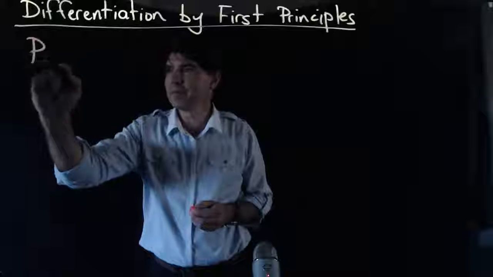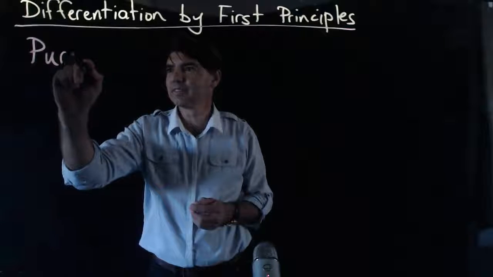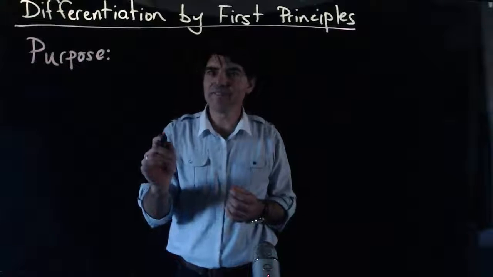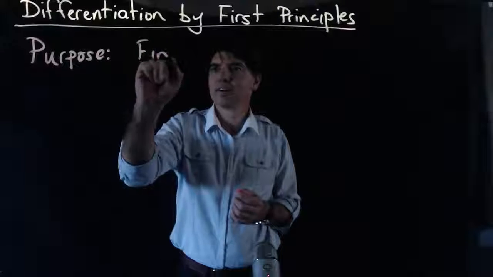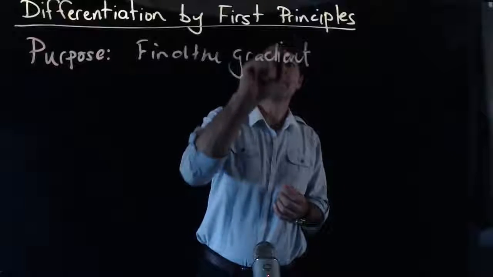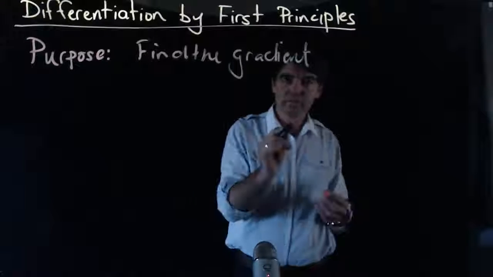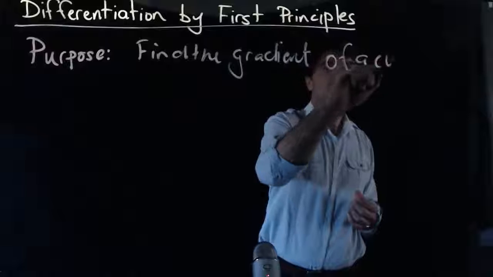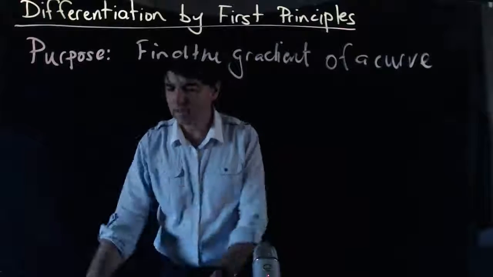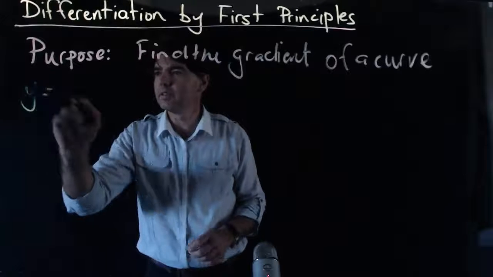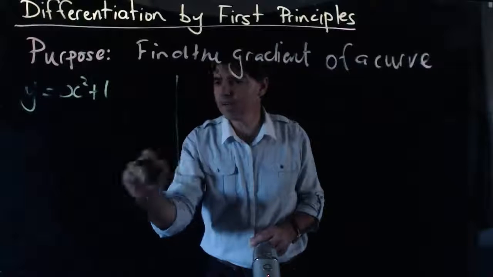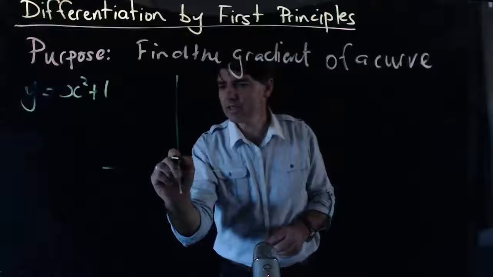First thing, we need to look at the purpose for doing such a thing. Well, the purpose, in this case, is to actually find the gradient. And it's the gradient of a curve. For instance, take the function y is equal to x squared plus 1. If you look at a function like that, it generally has this shape.